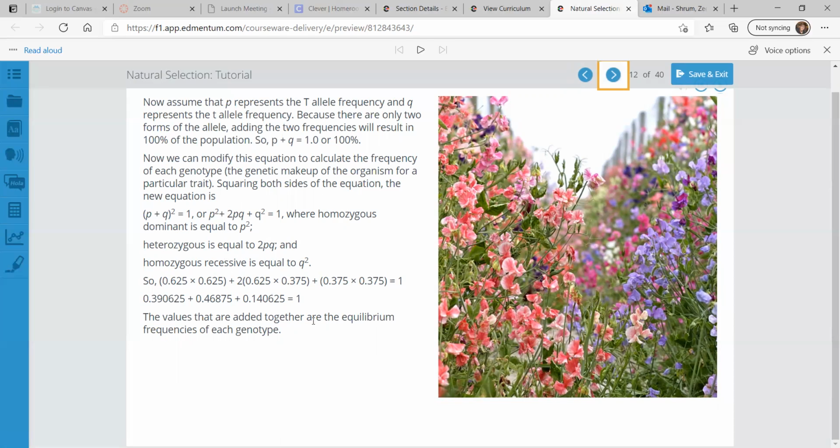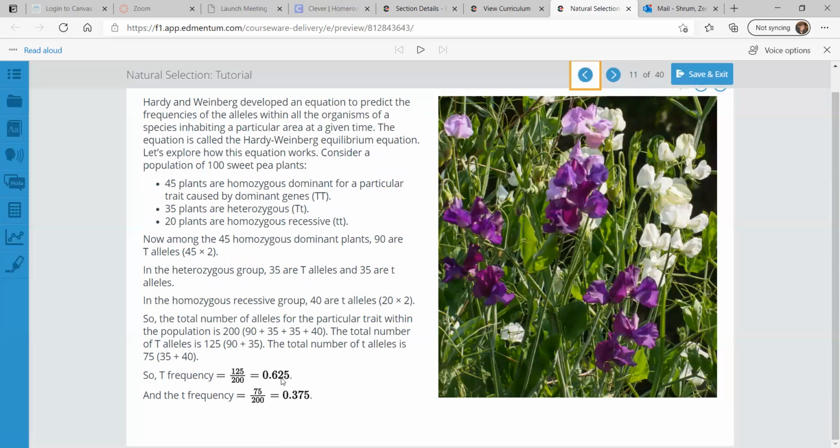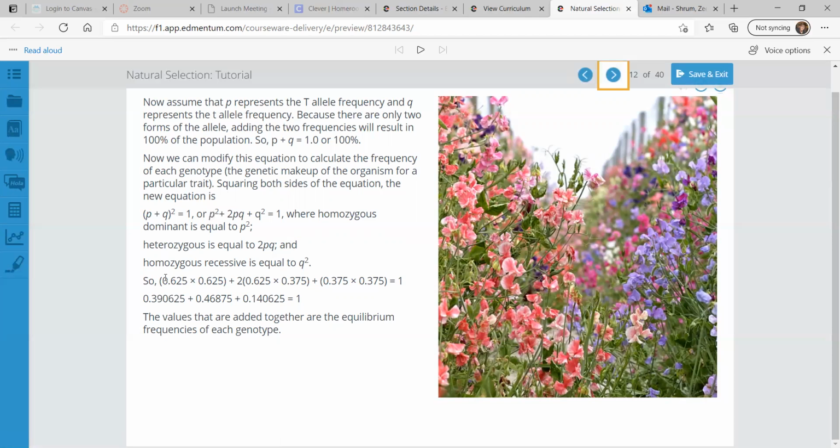And if you plug all the frequencies in from the previous page, where p equals 0.625 and q equals 0.375, we get 1. So the values that are added together are the equilibrium frequencies of each genotype. Okay.